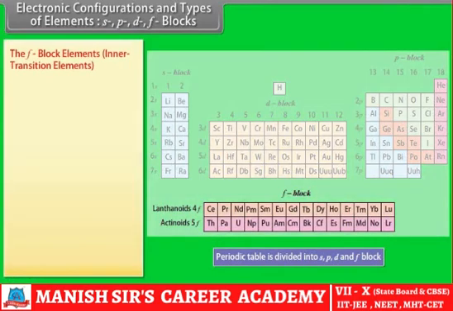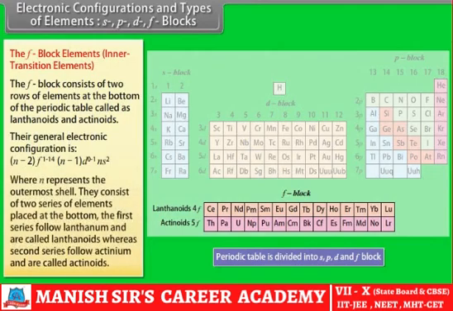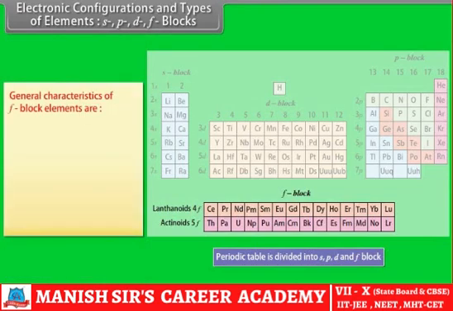The F block elements. Inner transition elements. The F block consists of 2 rows of elements at the bottom of the periodic table called lanthanoids and actinoids. Their general electronic configuration is: where N represents the outermost shell. They consist of 2 series of elements placed at the bottom. The first series follows lanthanum and is called lanthanoids, whereas the second series follows actinium and is called actinoids.